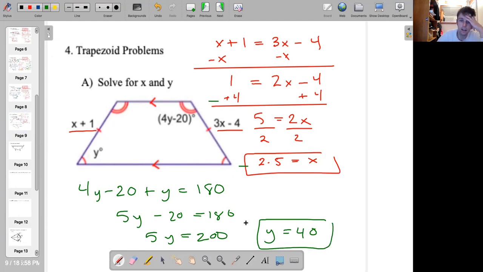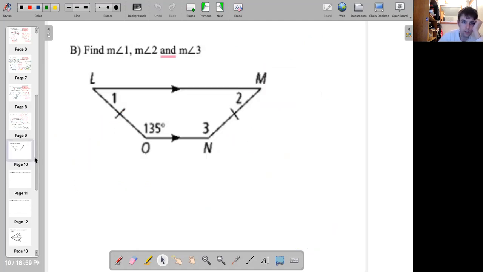And we could take that and figure out some angles, like this one would be 40 degrees, and this one would be 140, since it's supplementary to that. Same over here, 40 and 140. All right, and again, we could have also used the value of x to figure out that these were 3.5 each. All right, moving on to the next problem.